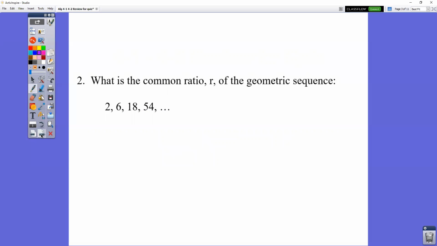Take a look at number 2. Number 2 says, what is the common ratio R of the geometric sequence? So remember, geometric means that we are multiplying each time. Go ahead and do question number 2, please. To get from 2 to 6 to 18 to 54, we are multiplying by 3 each time. So that means our common ratio is 3.